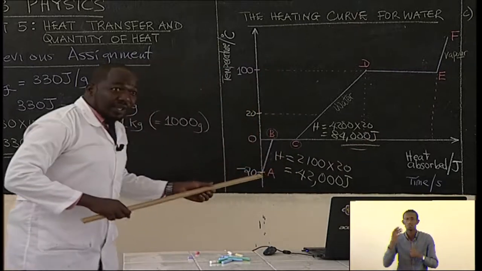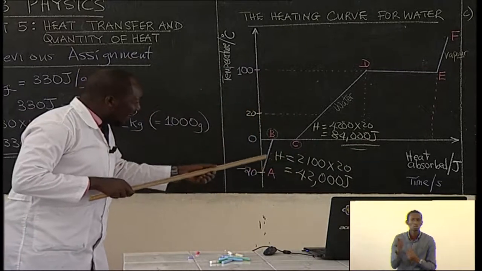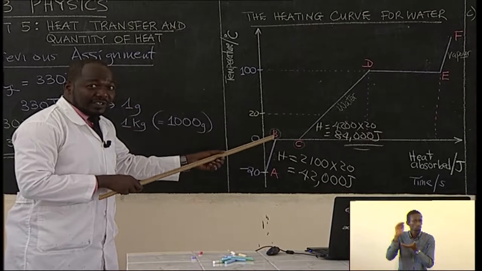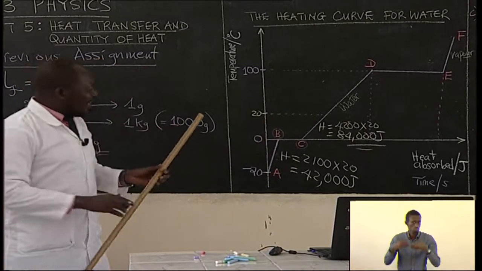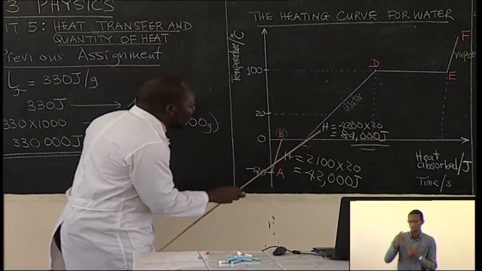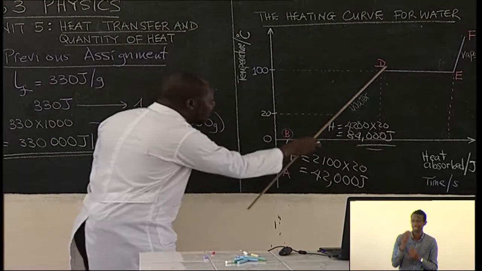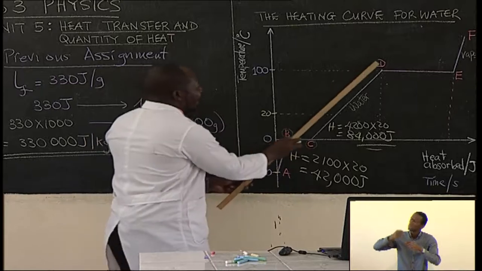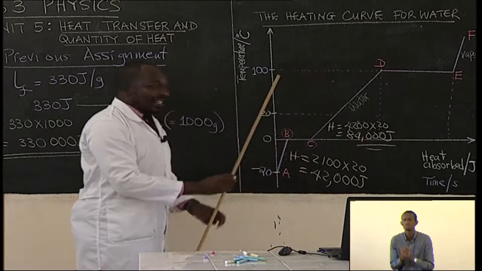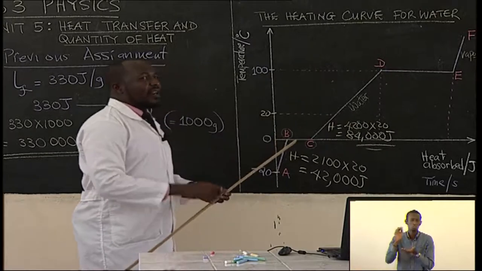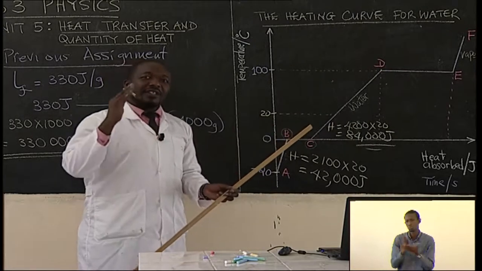So what does it mean? You need less heat to make the temperature of ice increase, and you need more heat to make the temperature of water do what? To increase. That is why this one will take more time to heat. Liquid water takes more time, so the line will have a smaller gradient, so it is less steep. This one takes a very short period of time, and that's why the gradient is very steep.